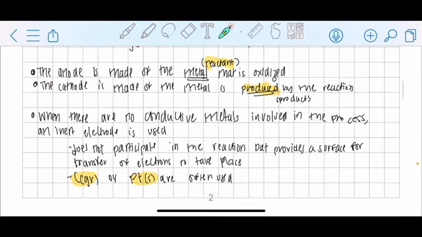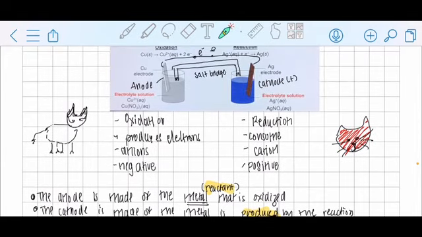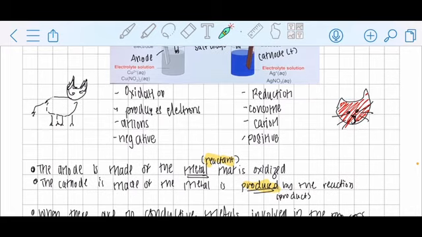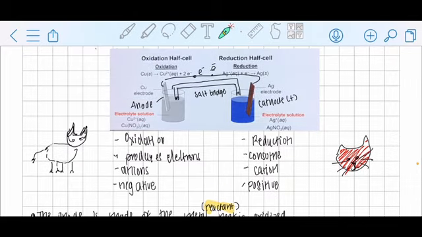The anode is made up of the metal reactant that is oxidized. So here we can see the anode where copper solid starts and is broken down into copper ions. Then the cathode is made up of the metal that is produced by the reaction. So we see that silver solid is produced by the reaction.